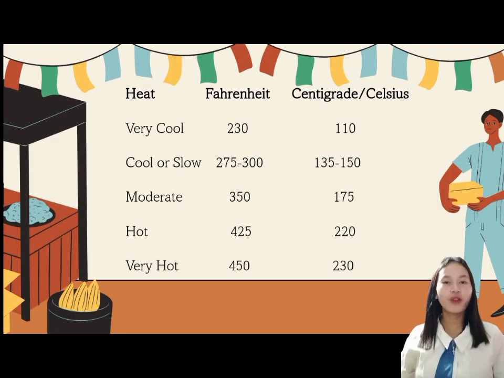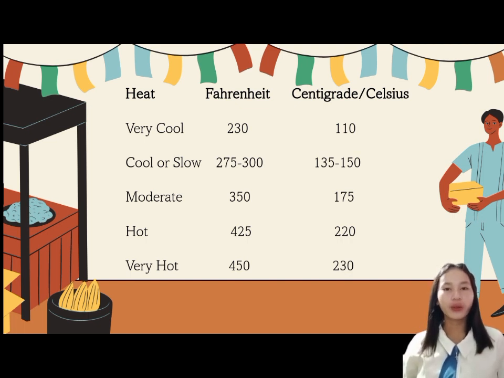And next, let's move on to heat: Fahrenheit, centigrade, or Celsius. In heat, we have very cool. The equivalent in Fahrenheit is 230, and Celsius is 110. Next, we have cool or slow. The Fahrenheit is 275 to 300, and the Celsius is 135 to 150.